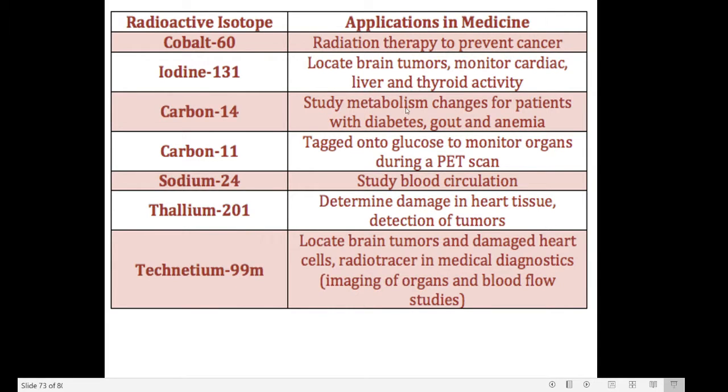Carbon 14 is used in the medicine field for anemia patients. Carbon 11 is used in the PET scan. Sodium 24 is used in blood circulation studies. Thallium 201 is used to determine heart tissue damage. In a heart attack patient, they do the angio test, where the detector has this thallium 201 compound.